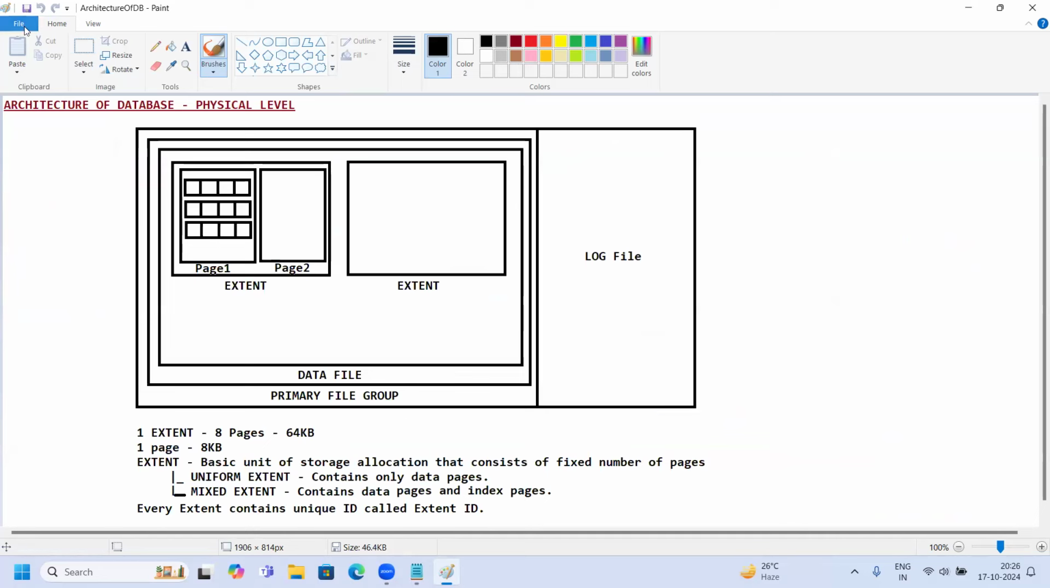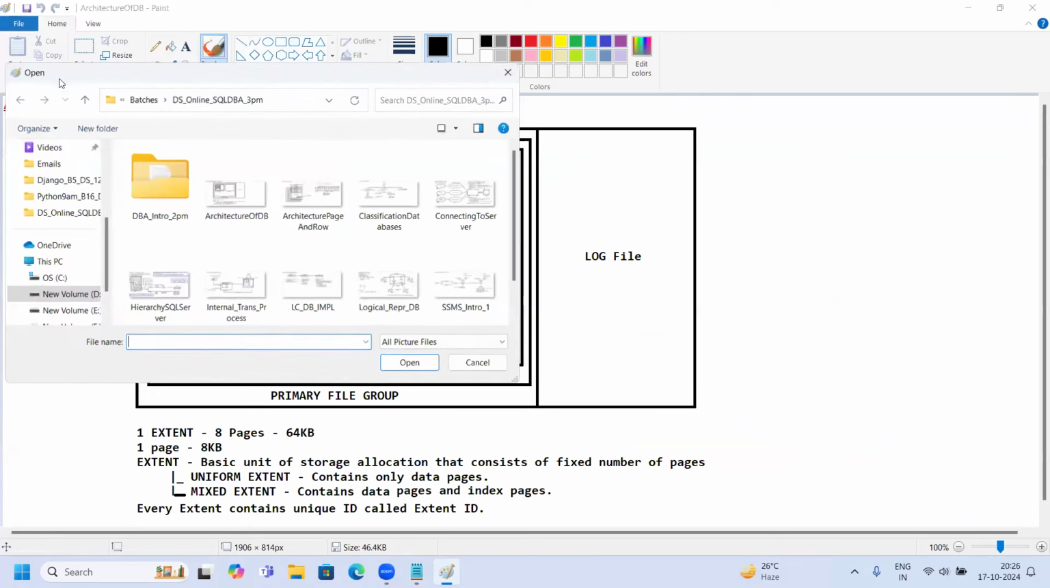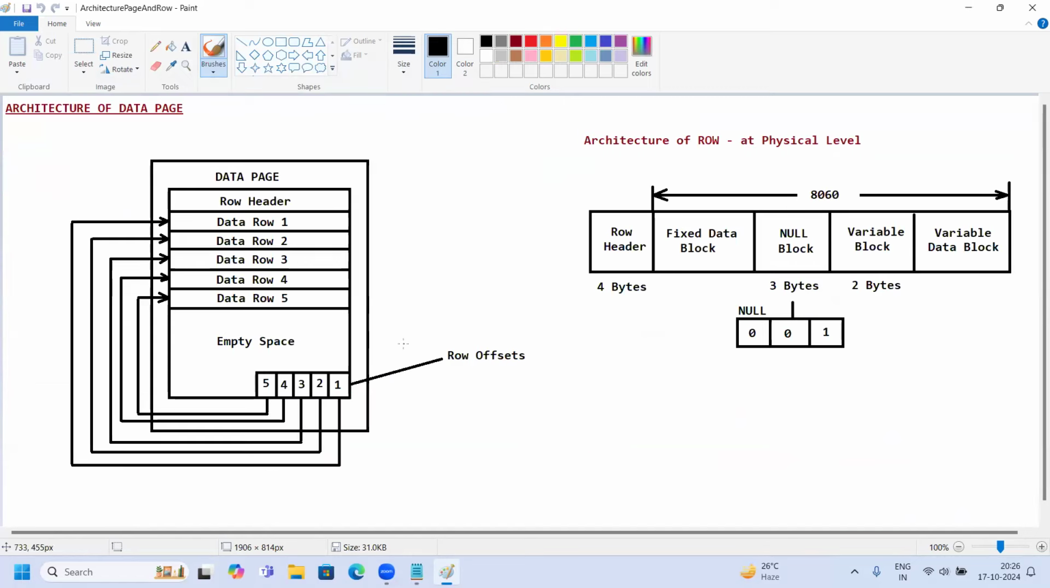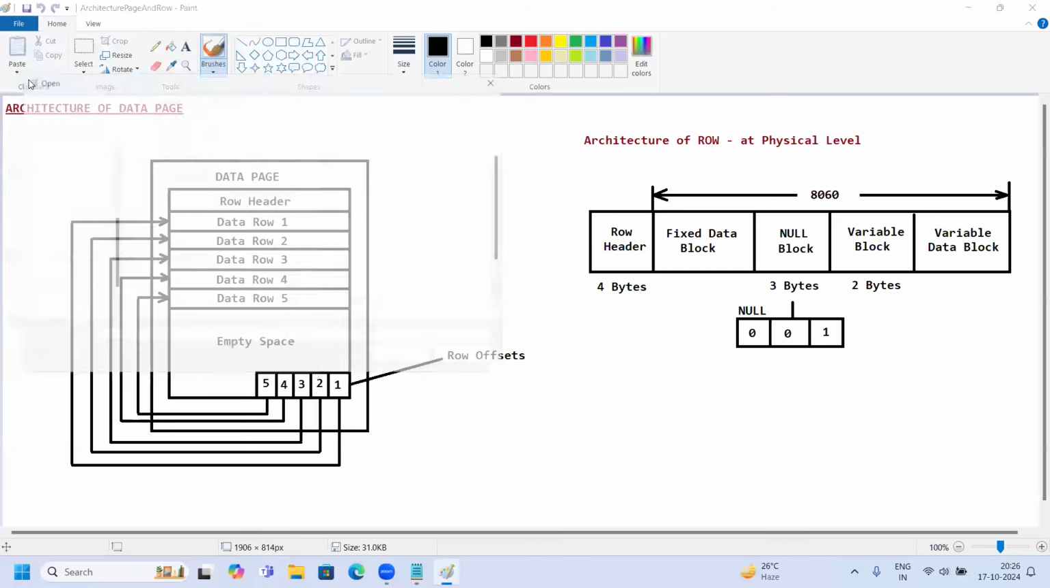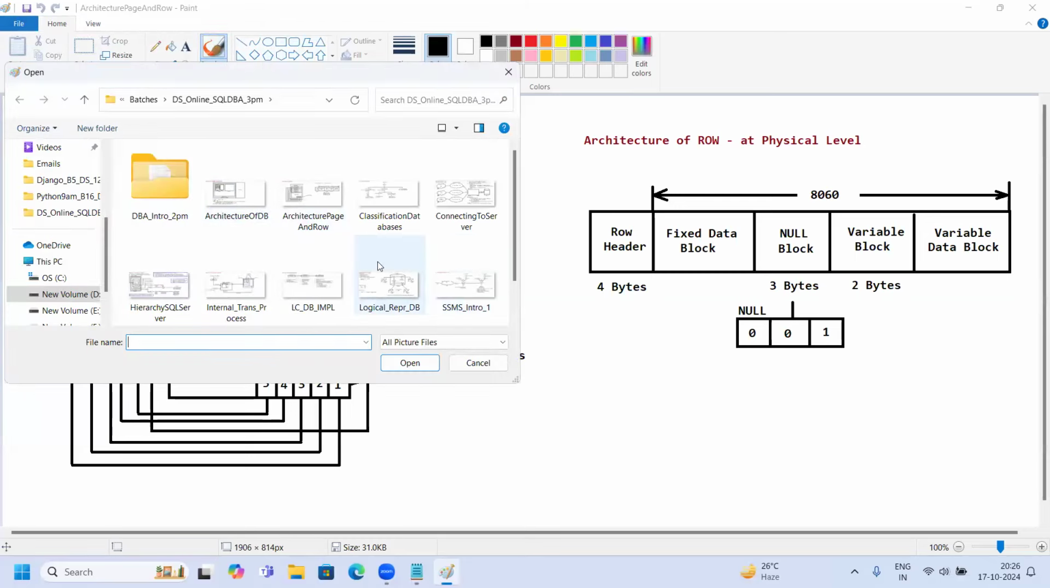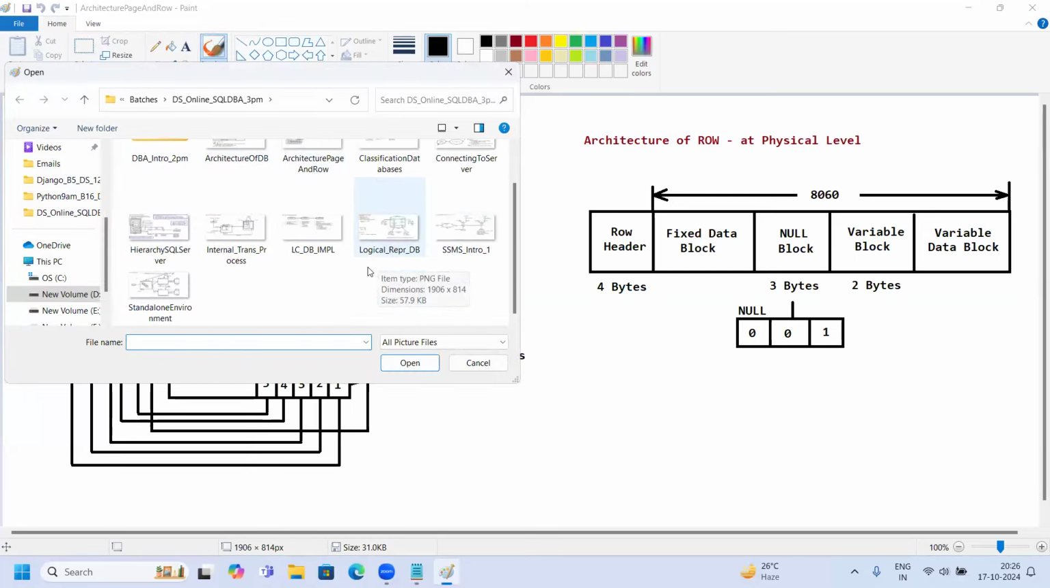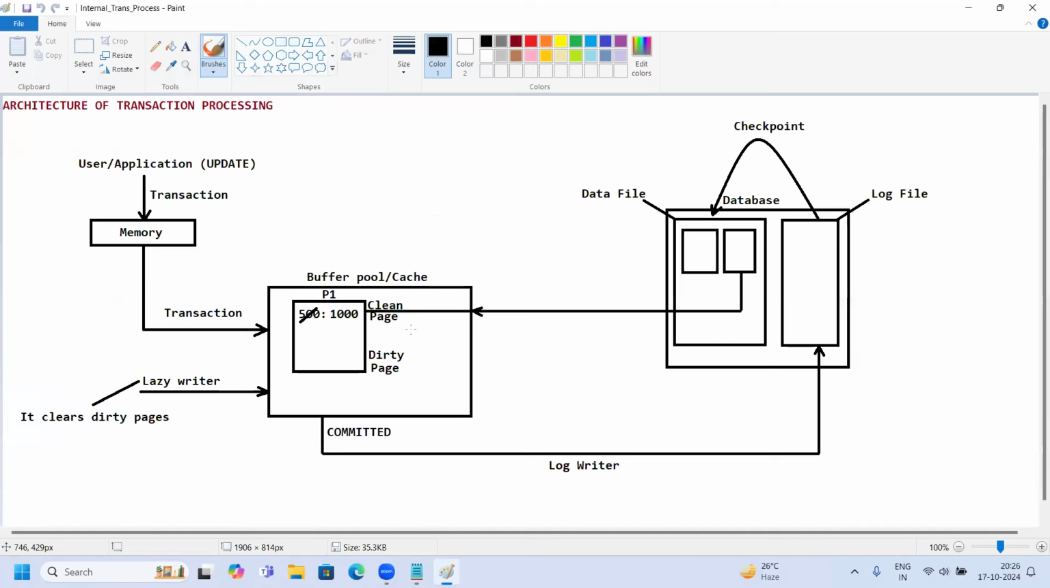So as a DBA, you should have all this stuff, a very clear picture. This is internal representation of a page and a row, internal representation of data page. Physical level I'm talking about. All these are physical level interaction of database. You understand? And then this is about internal transaction processing of SQL Server. Internal transaction processing.